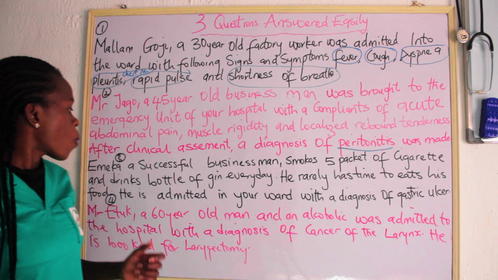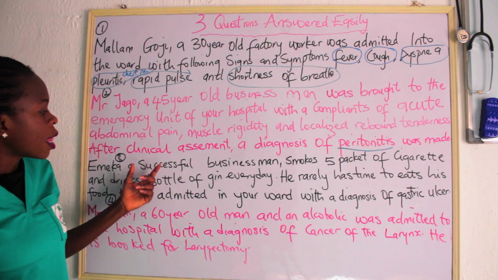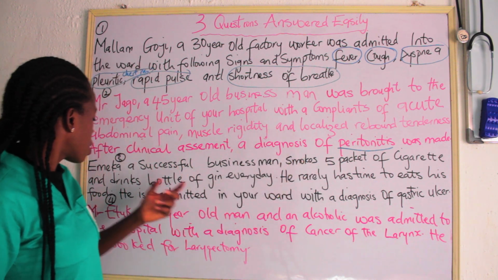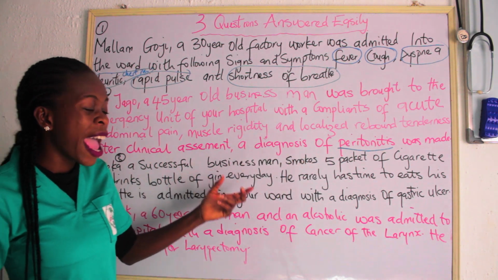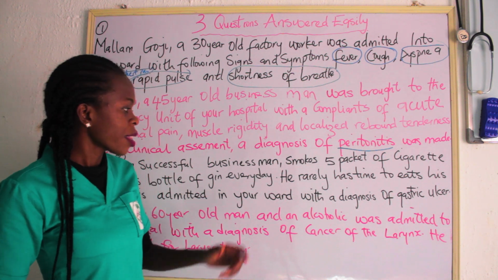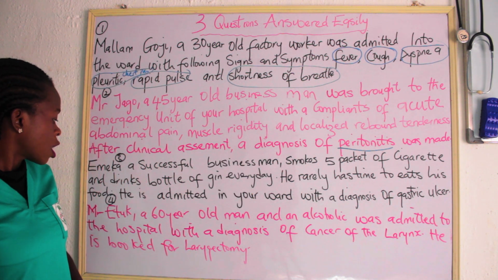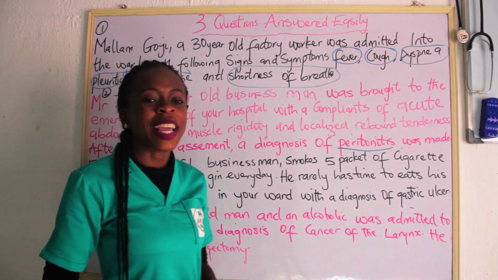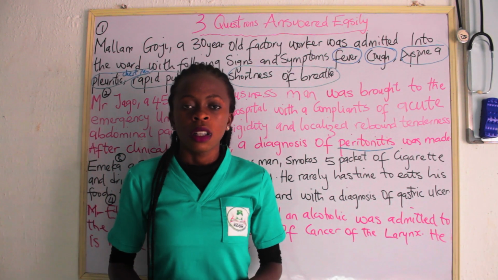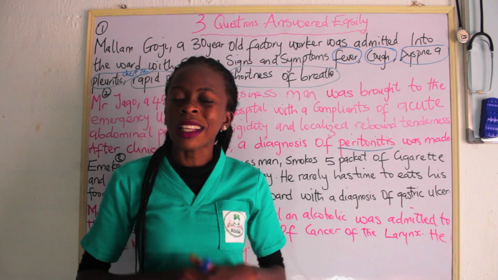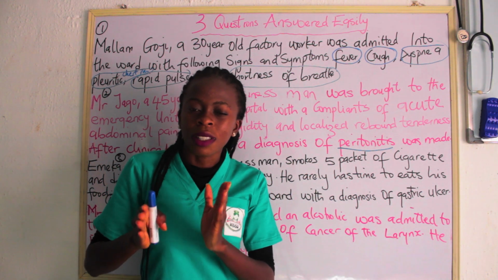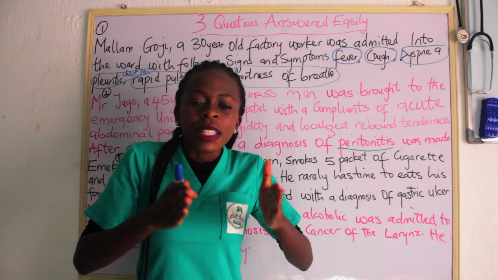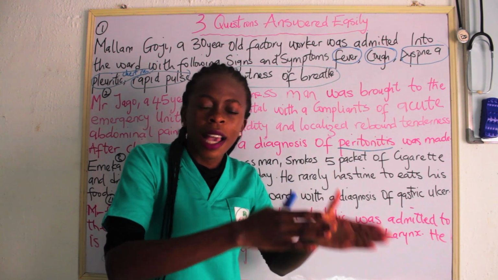For example, you get a question like this. Emeka, a successful businessman, smokes 5 packets of cigarettes and drinks a bottle of gin every day. Wow. He rarely has time to eat his food. He is admitted into your ward with a diagnosis of gastric ulcer. Gastric ulcer is already telling you that this thing is coming from the digestive system. So, depending on the system, they have similar nursing diagnoses.